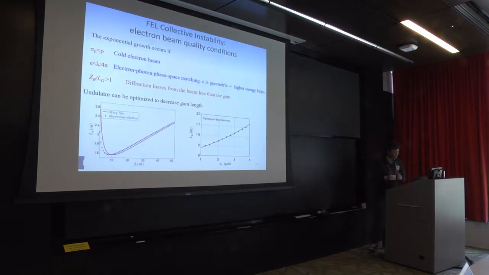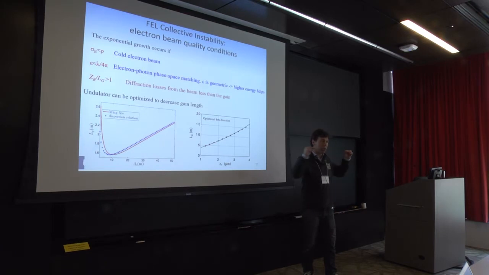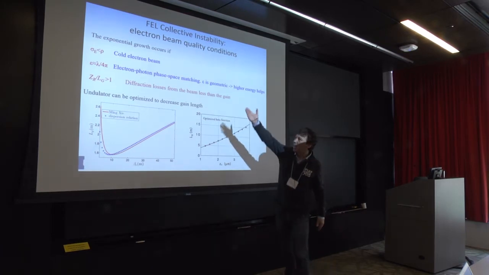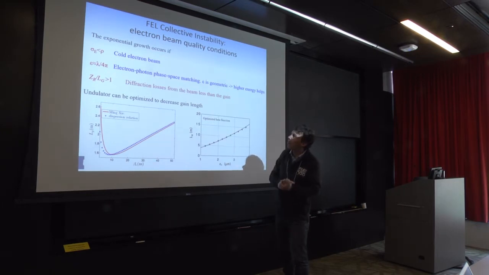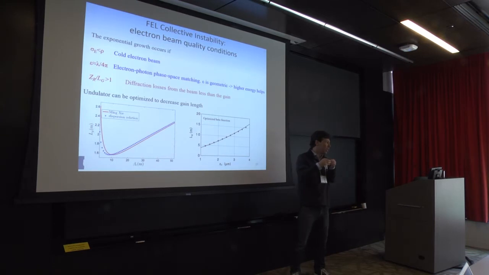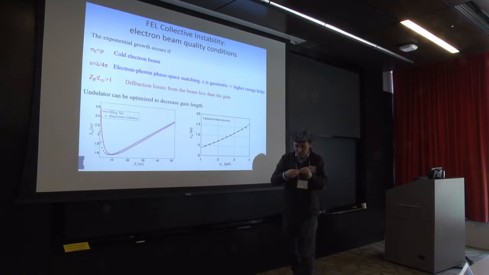Let me make a couple more considerations that are important. What are the conditions for this instability to grow? Okay. First, of course, the energy spread has to be smaller than the induced energy modulation. That's sigma E smaller than rho. This is another important one. The electron phase space has to be smaller than the radiation phase space. The radiation phase space area is lambda over 4 pi. The geometric emittance, this is the electron phase space, has to be smaller than lambda over 4 pi in order for this instability to grow.